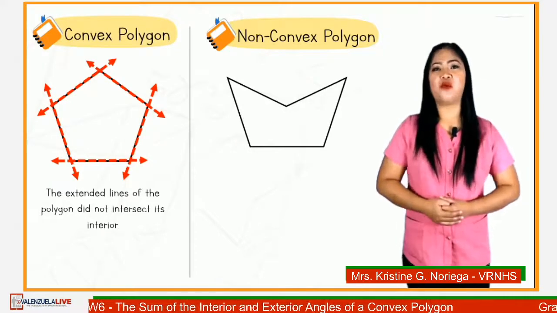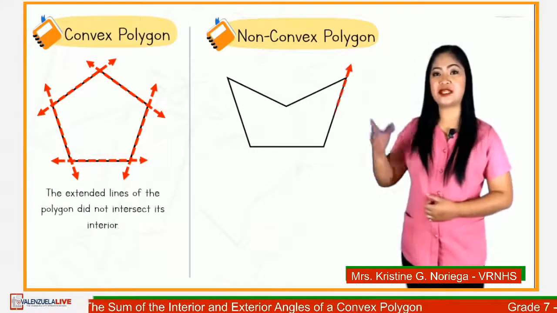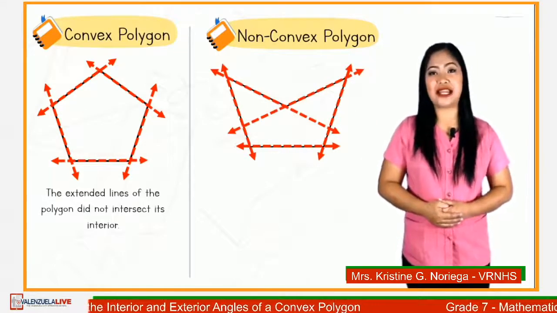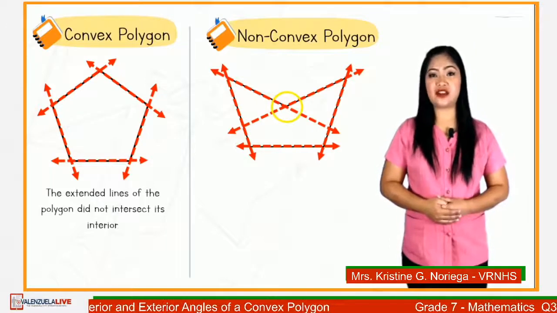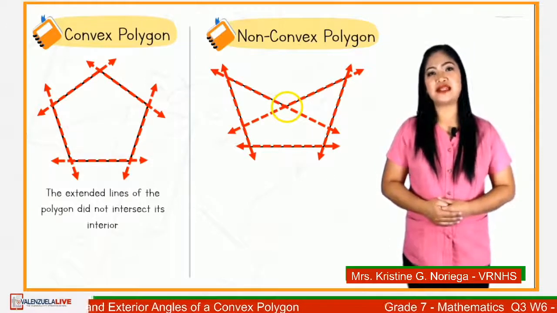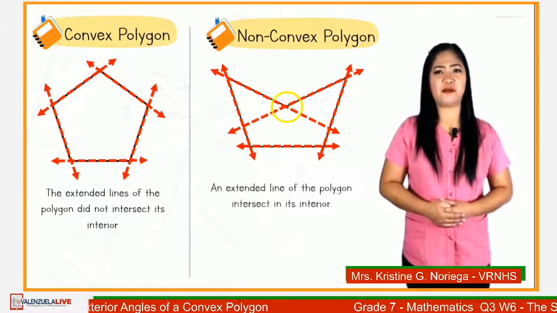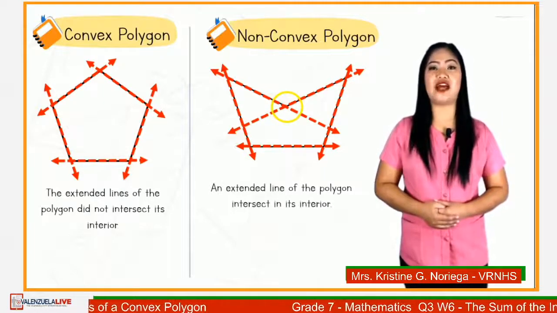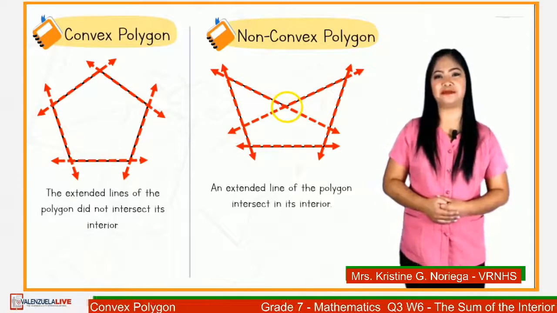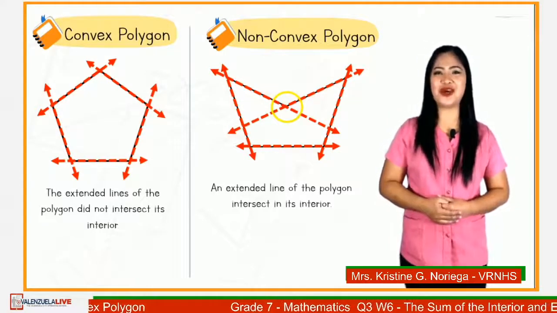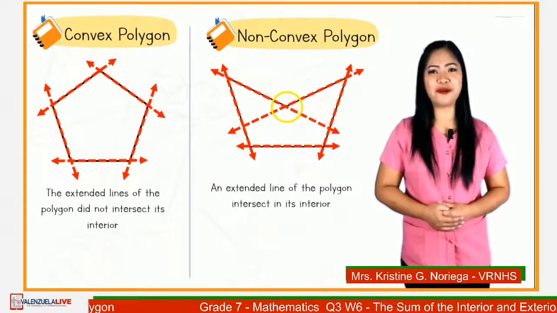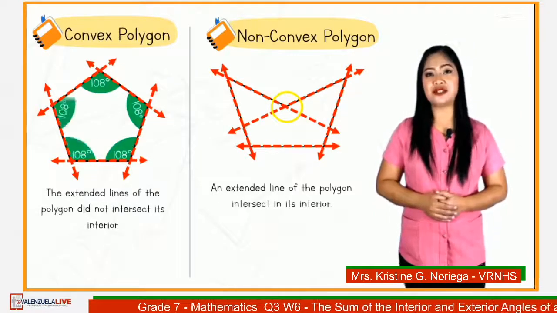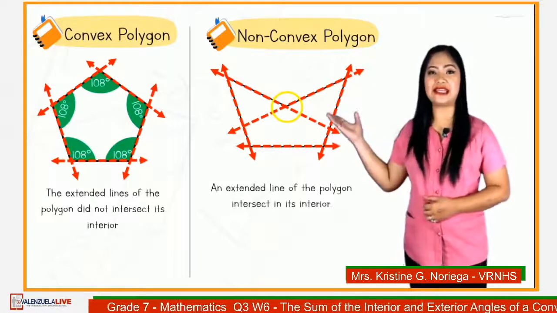However, when we extend the lines of this polygon, if you notice, there are lines that intersects the inside of the polygon. So, when an extended line of a polygon intersects its interior, then it is a non-convex polygon. Get it? Good! Furthermore, all interior angles of a convex polygon measure less than 180 degrees.